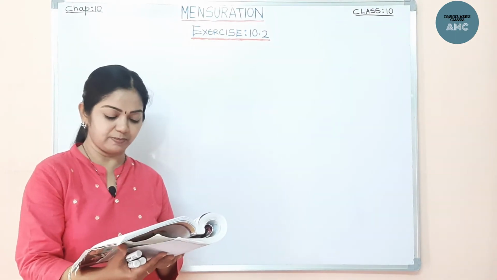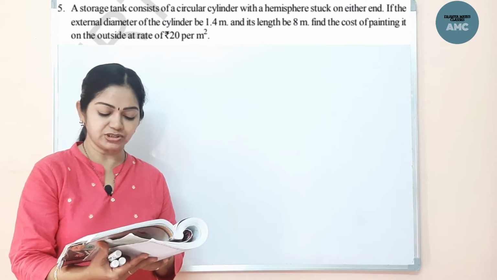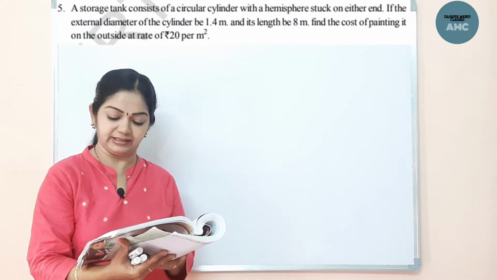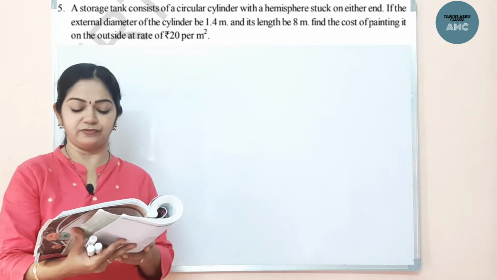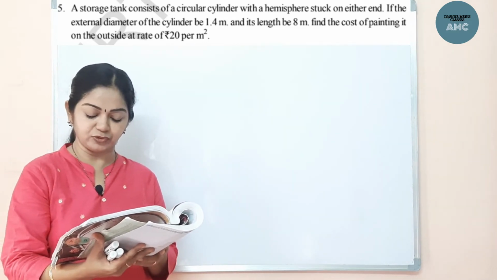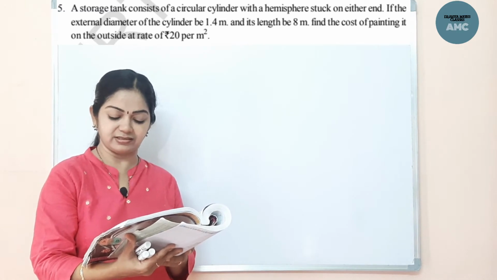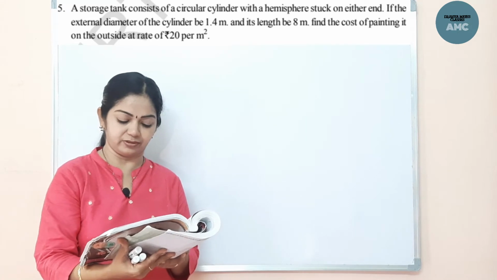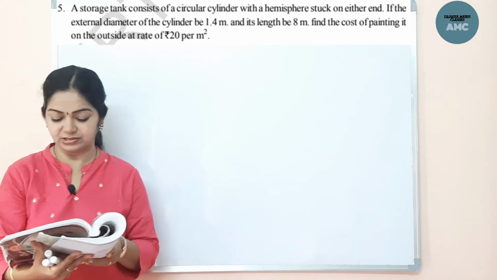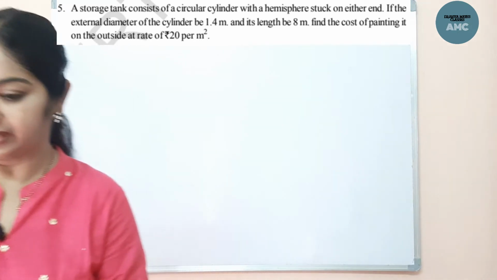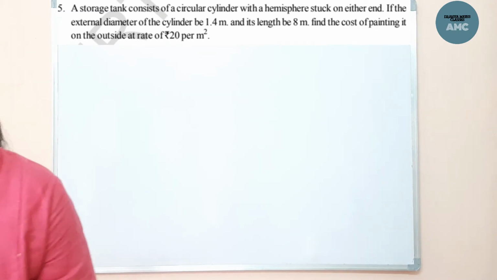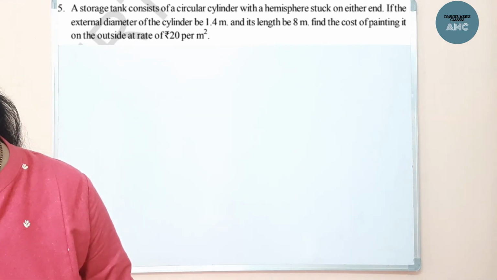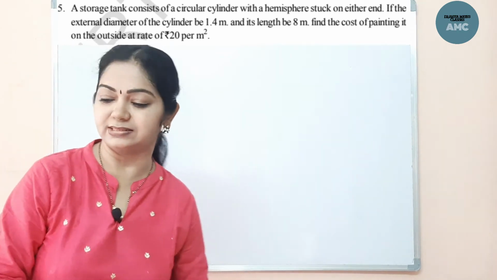Now the next problem, the fifth one. A storage tank consists of a right circular cylinder with a hemisphere stuck on either end. If the external diameter of the cylinder is 1.4 meters and its length is 8 meters, find the cost of painting it on the outside at the rate of rupees 20 per square meter. Right. Here the diameter is 1.4 and the length is 8 meters.